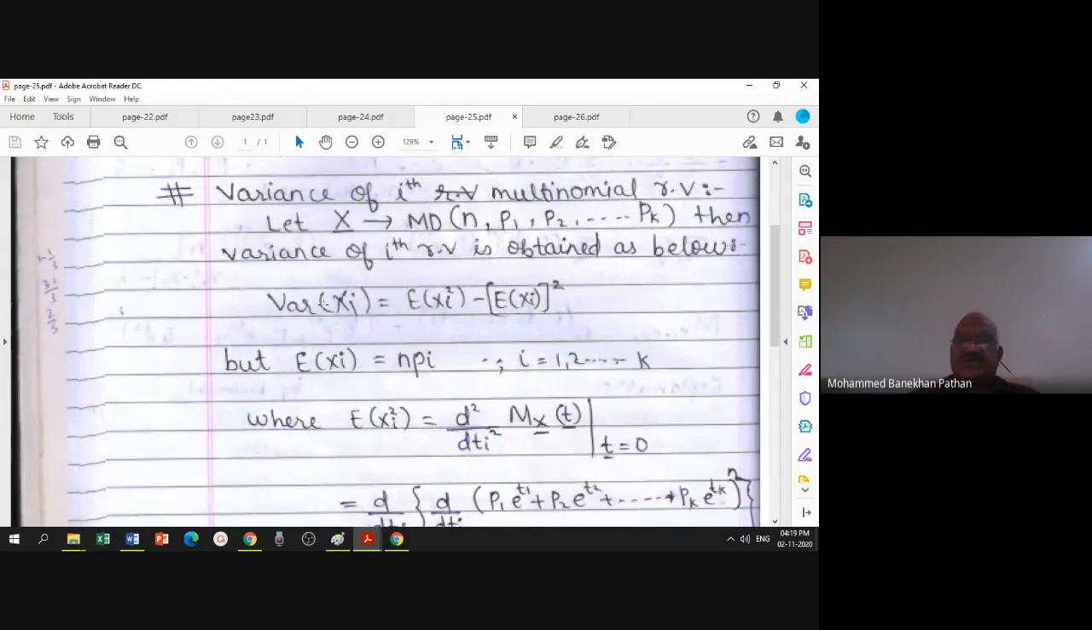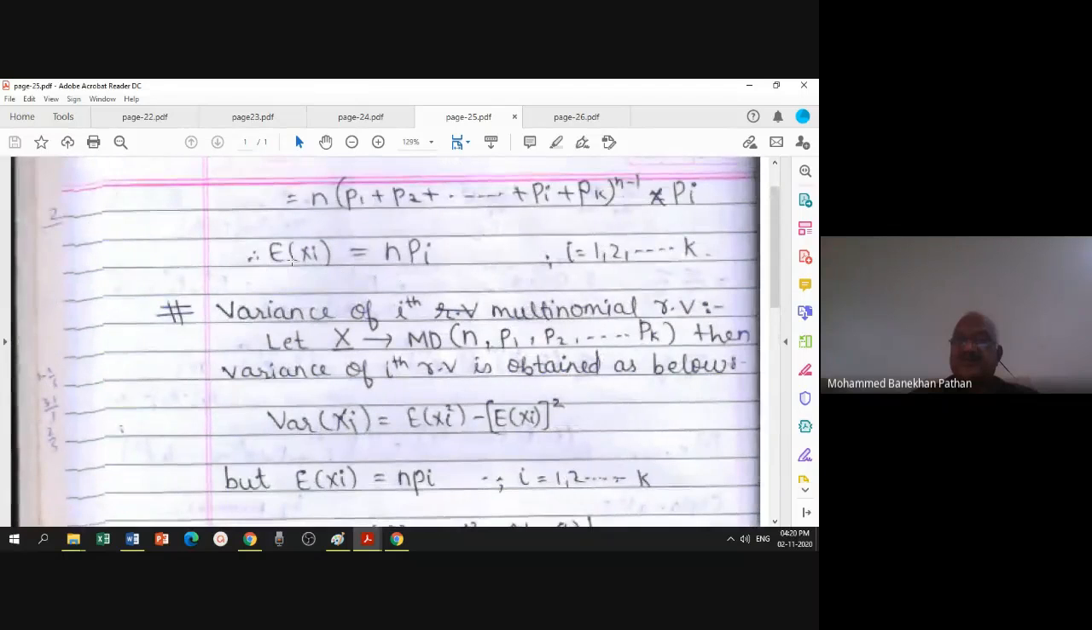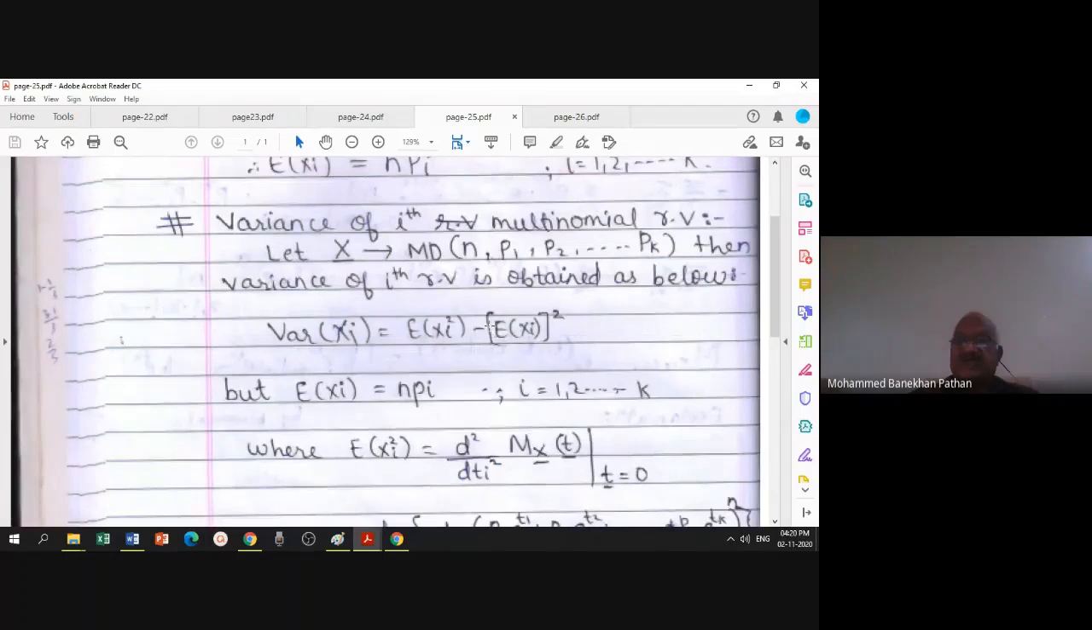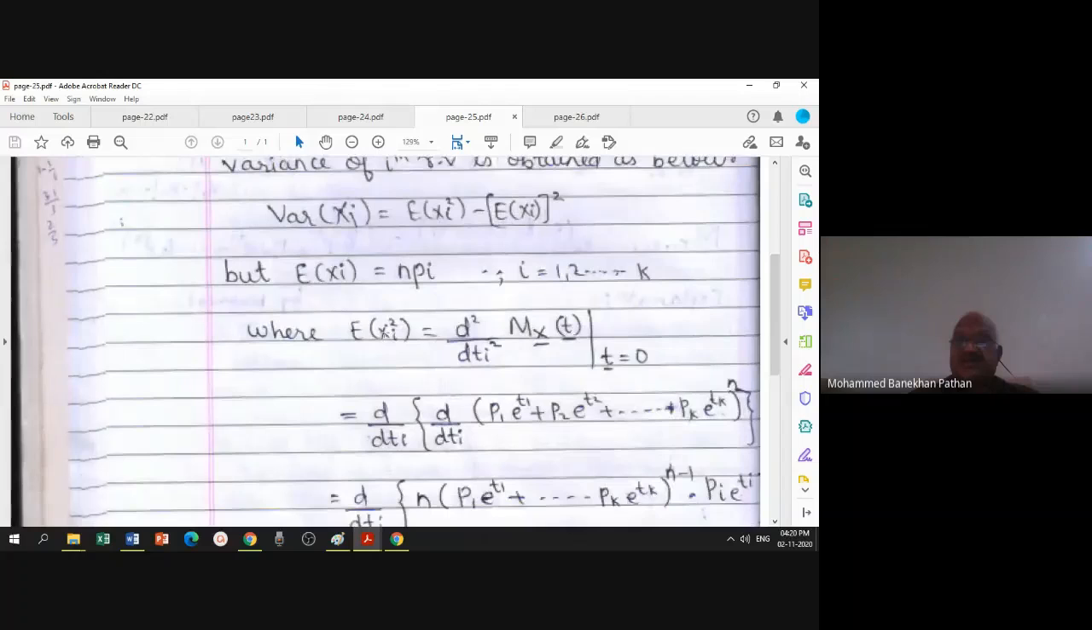That means to get the answer of variance, you need two calculations: expectation of square of X and expectation of X, which we got just now. So E of Xi is n Pi. The second term is known to us: E of Xi is n times Pi. Let us see how to develop E of Xi square by the MGF approach.